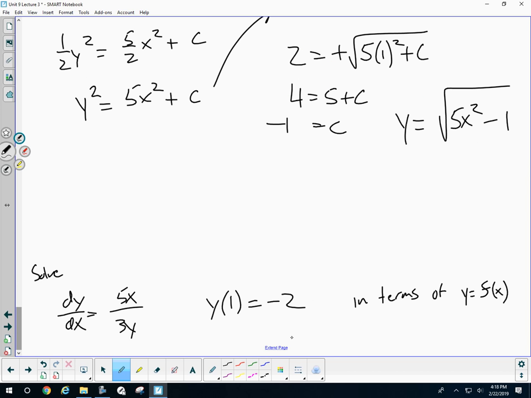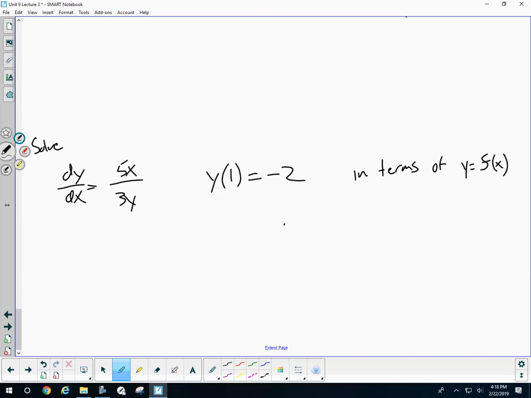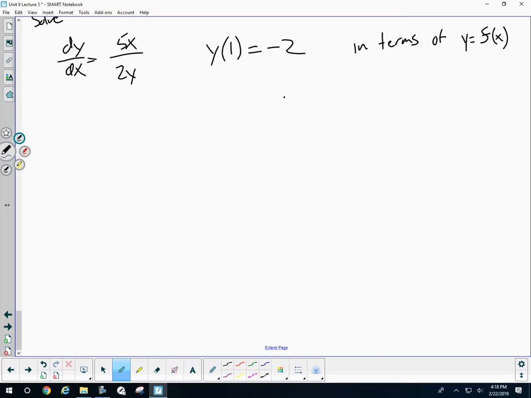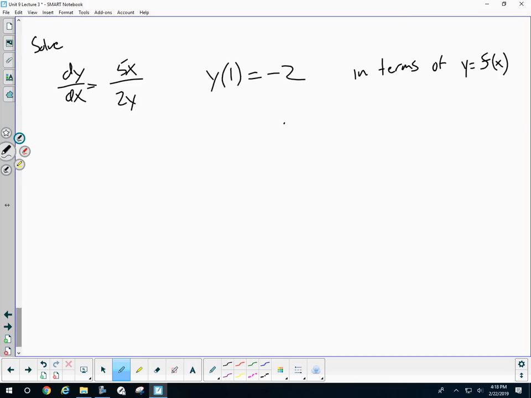This is the same one, same deal. Let me change it to 2y really quickly. Same deal. You'll see it ends up being the same thing. We'll have a square root. They want your answer in terms of a function, and now they're giving us that y of 1 is equal to negative 2. So it may be that we're looking at the negative side of things.